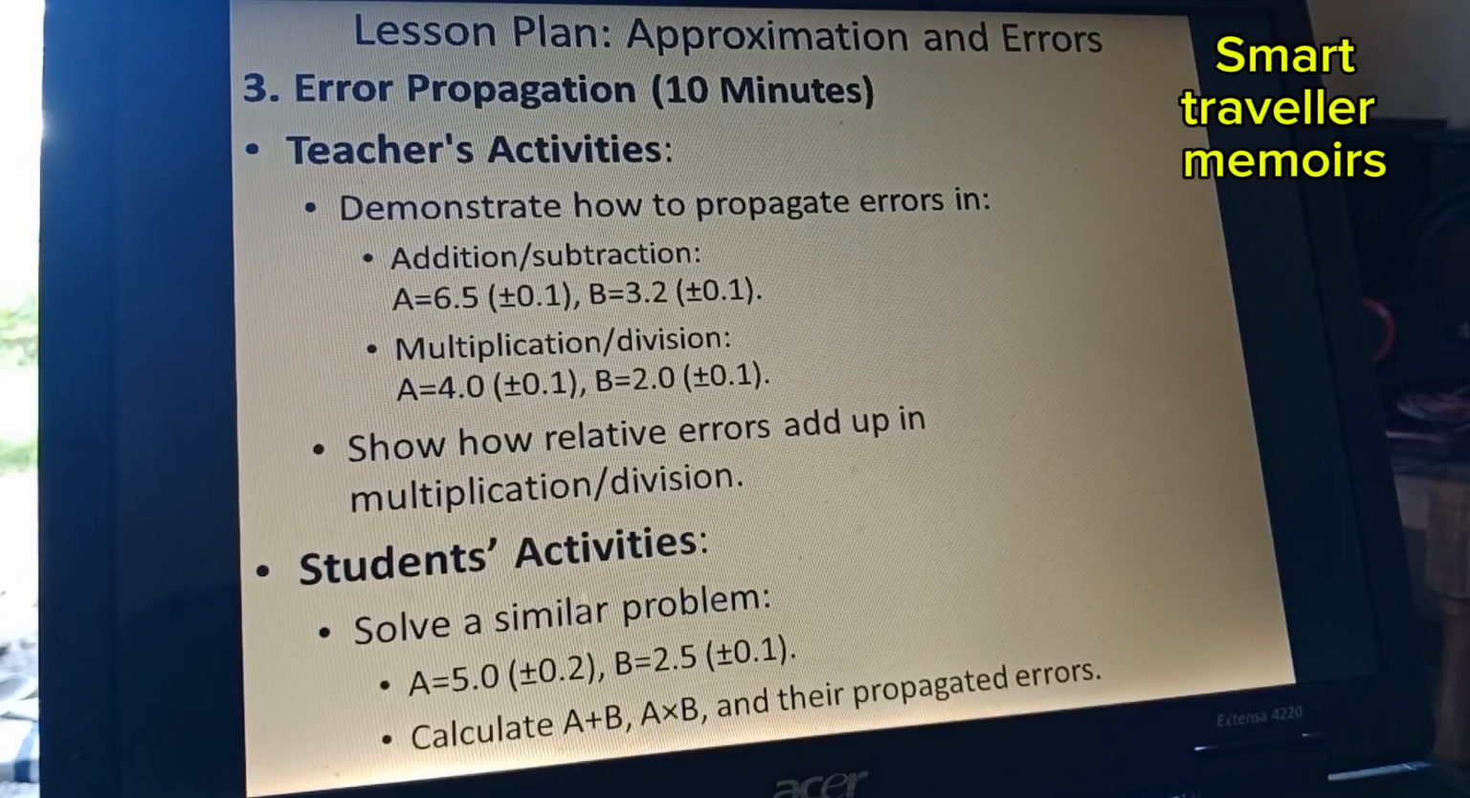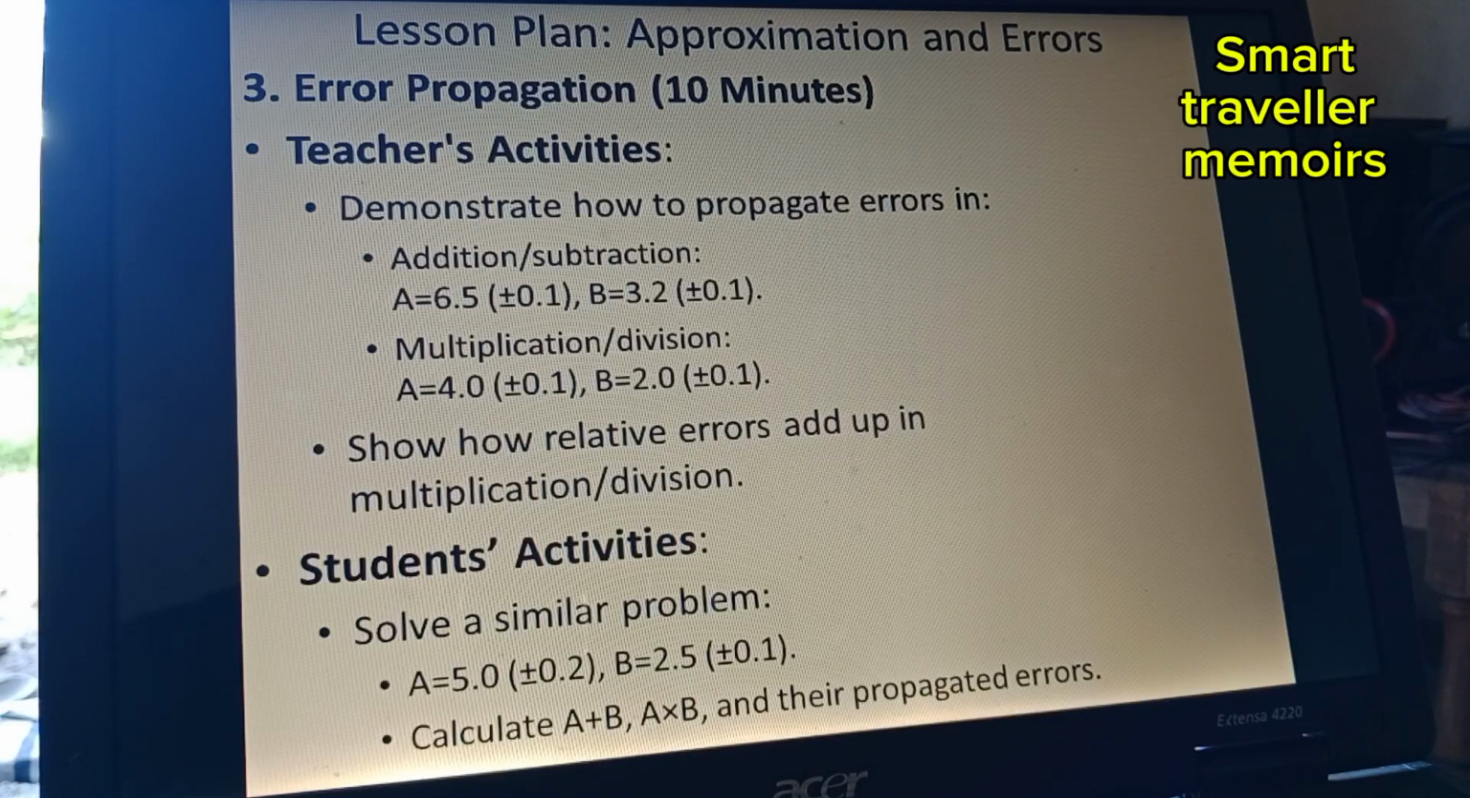Number 3 is error propagation. Teachers' activities. The process takes 10 minutes. Demonstrate how to propagate errors in addition, subtraction. If A equals 6.5 plus or minus 0.1 and B equals 3.2 plus or minus 0.1.